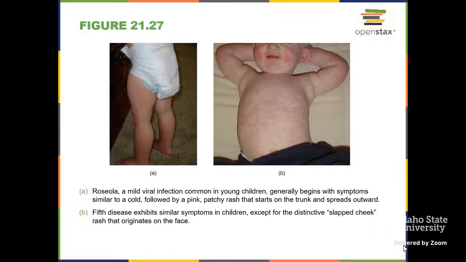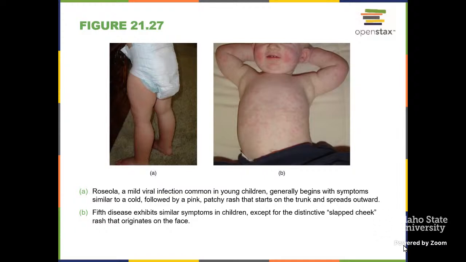So roseola is a mild infection, pretty common in little kids. Cold-like symptoms start off and then rashes. A pink patchy rash starts on the trunk and then moves to the extremities. And we can see some fever associated with it. This kid makes me laugh every time. He doesn't seem upset at all. It's like he's just laying there like, hey ladies, what's up, right? And he's got rash all over, and really pretty rosy cheeks.